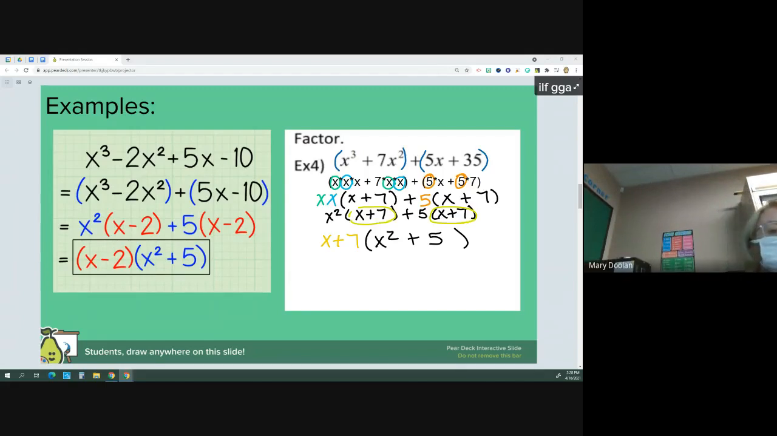Now, when I pull that x plus 7 out, I need to make sure I keep parentheses around it, because otherwise it would mean something different if I didn't put those parentheses there. But this is now factored, so I'm just going to rewrite it all in one color.